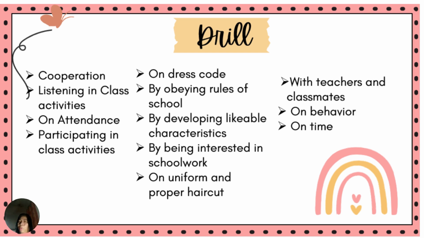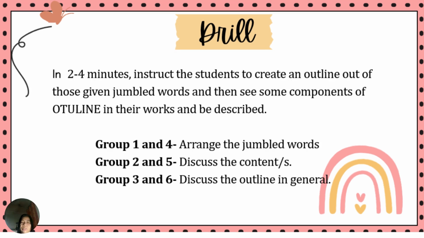So what do you think will be the main idea? What are the major details, and the minor details as well? Present it in the form of an alphanumeric outline, a topic outline, because there are no complete sentences provided for this example. They are all phrase fragments. And then again the drill will come up just like the way it was assigned: 1 and 4 will arrange the jumbled words, 2 and 5 discuss the content, and 3 and 6 discuss the outline in general. And this is the rubric to be followed.